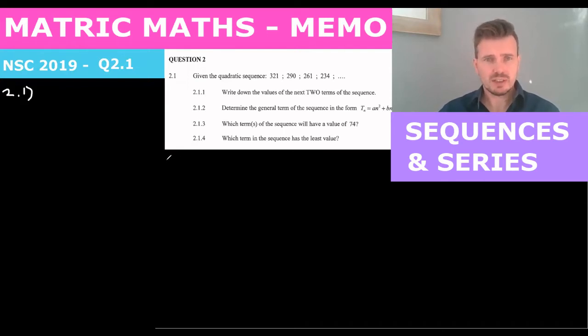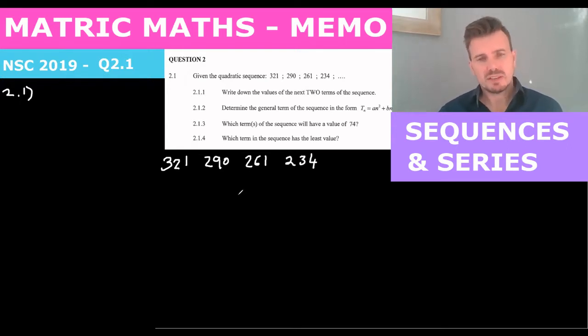Okay, so the first thing I do is I write down my sequence: 321, 290, 261, and 234. And with quadratic sequences, if I don't know that it's a quadratic sequence, I need to find the first and the second difference. If the second differences are equal, I know I have a quadratic sequence.